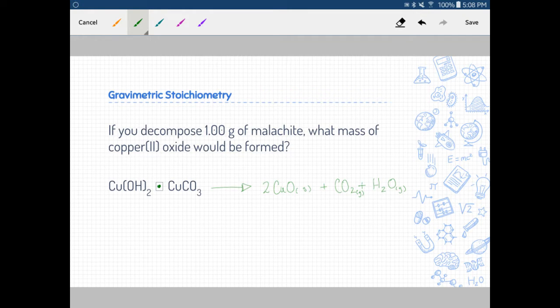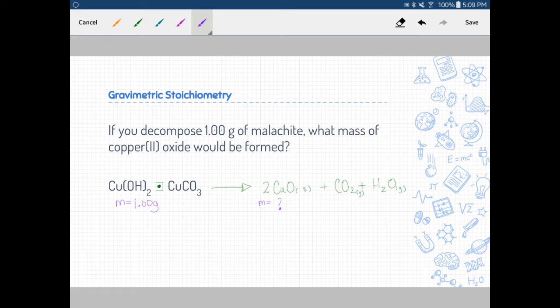This is saying, if we have 1 gram of malachite, what mass of copper 2 oxide would be formed? So I like to use my chemical reaction almost as a table where I organize all the information relevant to each entity. Here I'm given my mass of malachite, which is 1.00 grams. And I'm solving to find my mass of my copper oxide, so I'd like to put a question mark there.